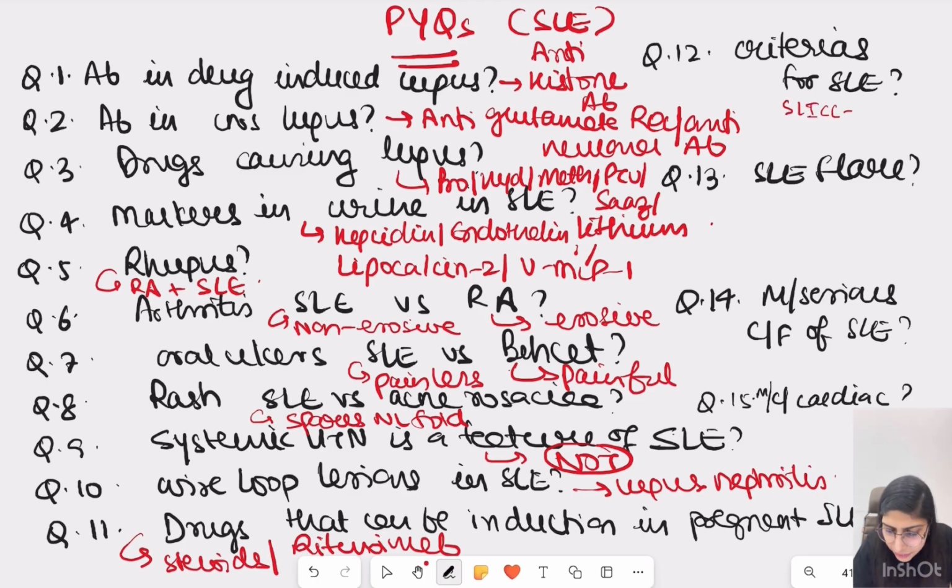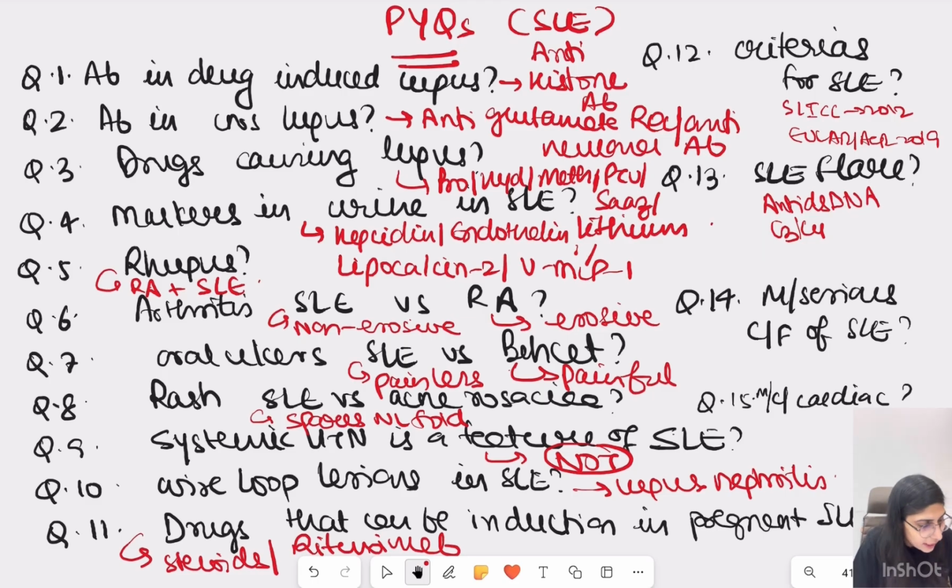Criteria for SLE: we have SLICC criteria 2012, and we have EULAR ACR criteria 2019. Markers of SLE flare. Good question. ANA is not a marker. Anti-dsDNA is one of the markers. C3, C4 complement levels are the markers. Anti-C1q antibody is also a marker of flare. Then there are serum B lymphocyte stimulator levels.